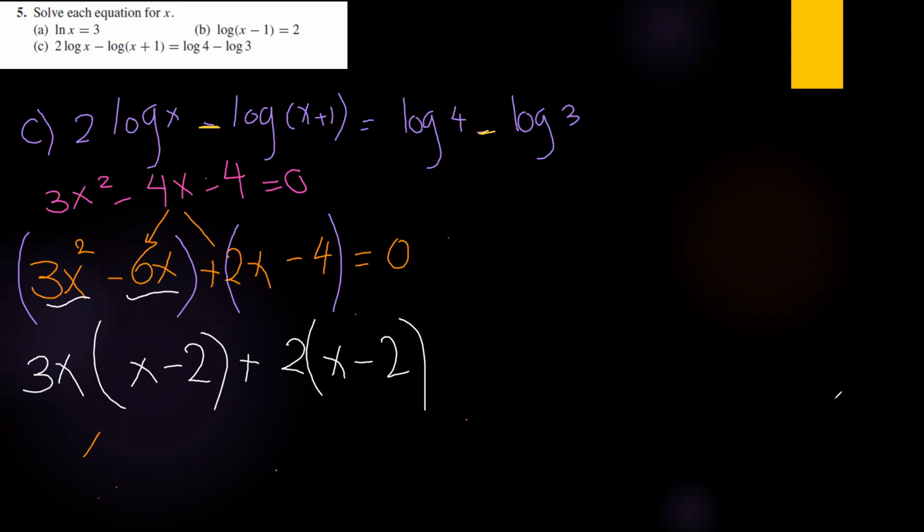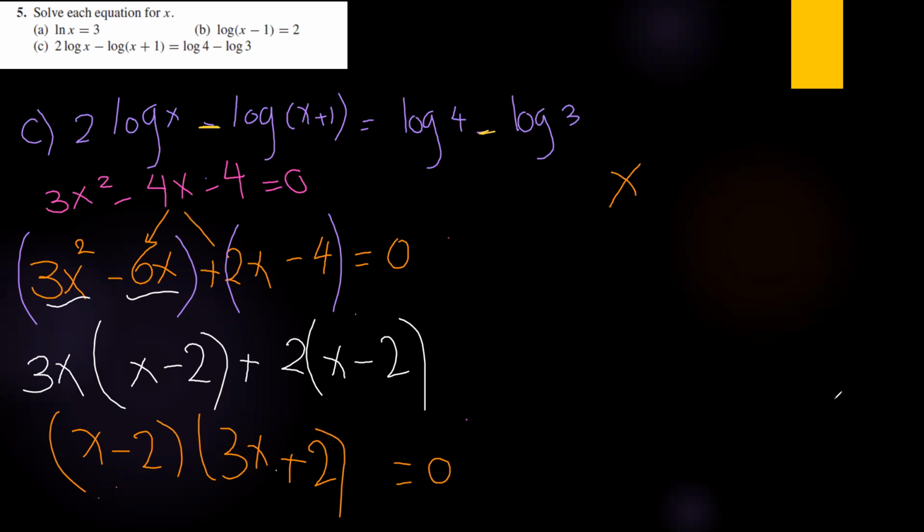Then take x minus 2 as a common factor. Then we have 3x plus 2. So here we have two solutions. x could be 2, and x could be negative 2 over 3. Now, we have two solutions, but maybe only one of them is a solution, or maybe both. So what we have to do is check which one is a solution of the logarithm.